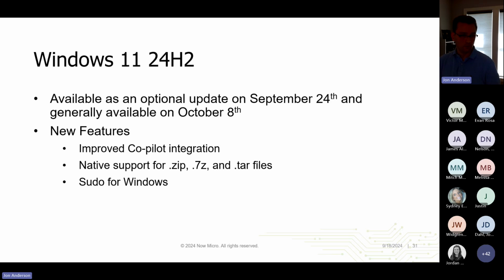And this also has several new features. Much improved Copilot integration, for those of you that care about Copilot. It also has native support for 7-zip and tar files now. You can zip and unzip without needing to install extra software. And they also added a new feature, sudo for Windows. Those of you that are familiar with Linux, using the sudo command to elevate from a command prompt, you can now do the same thing within Windows. So running a command without having to open a separate administrative command window.